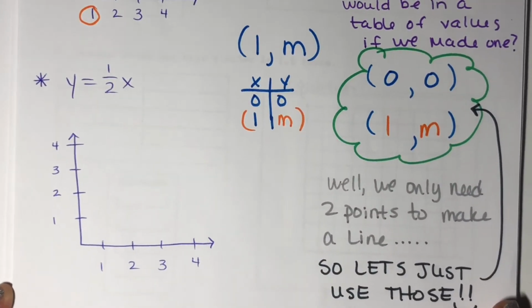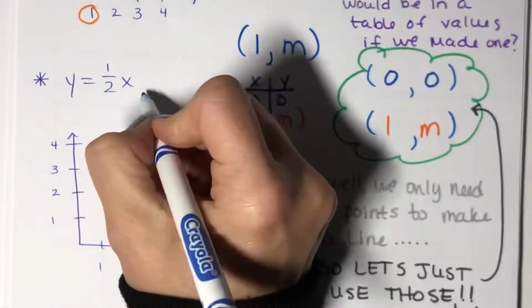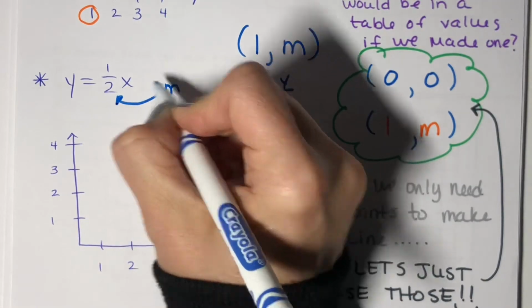So let's take a look at this next one. I have y equals 1/2 x. My 1/2 is my M, okay?